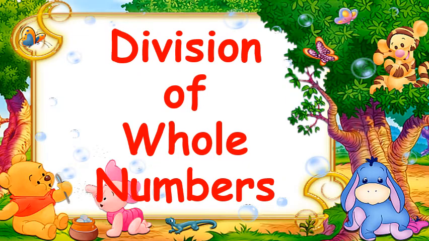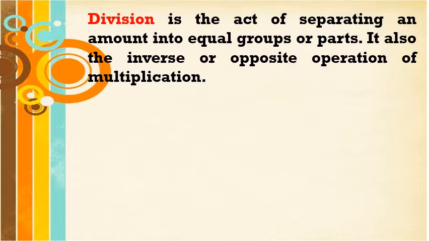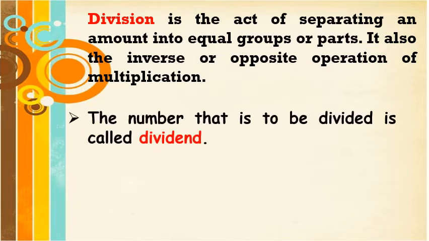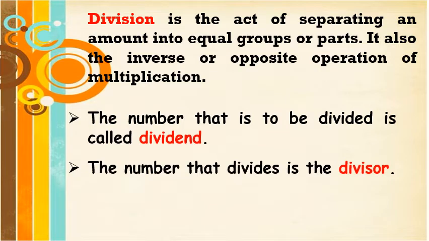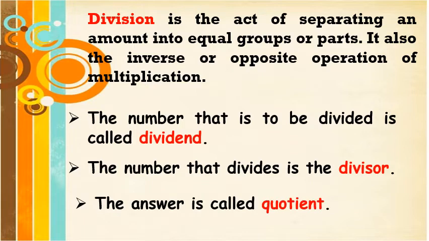Division of whole numbers. So now, let us find out what division means. Division is the act of separating an amount into equal groups or parts. It is also the inverse or opposite operation of multiplication. The number that is to be divided is called the dividend. The number that divides is the divisor. And the answer is called the quotient.